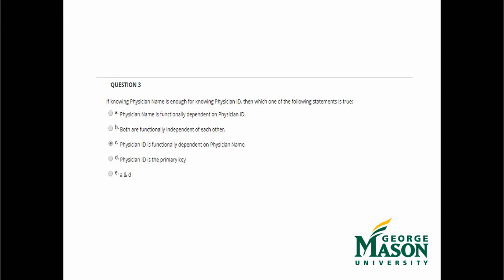Looking more into our assignment, if knowing physician name is enough for knowing physician ID, then which of the following statements is true? C is true because given the statement, if you were to look up physician name, then you can find the physician ID. Thus, physician ID is functionally dependent on physician name.